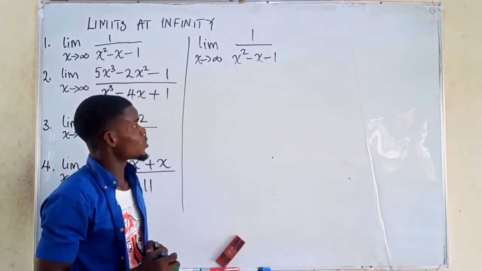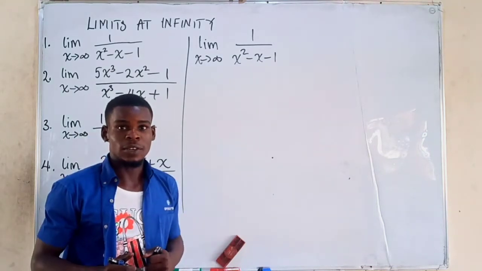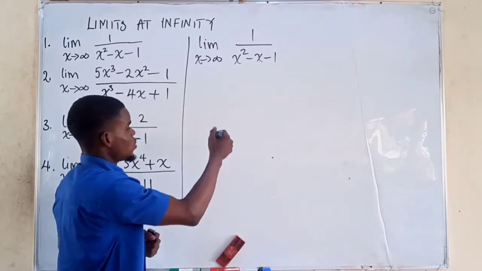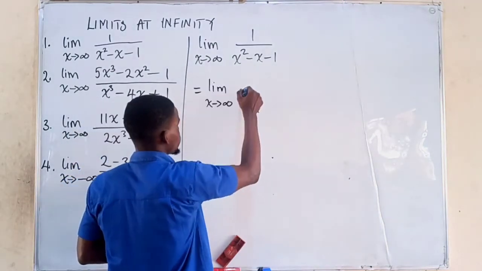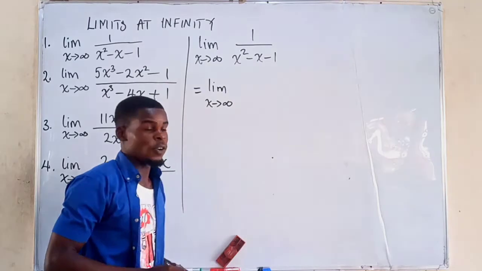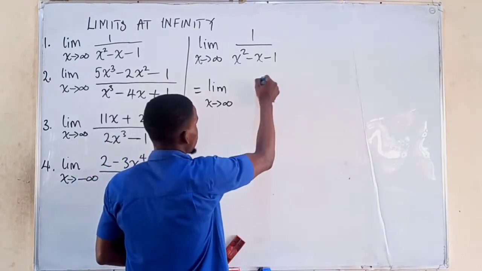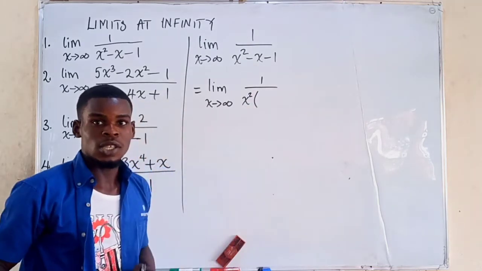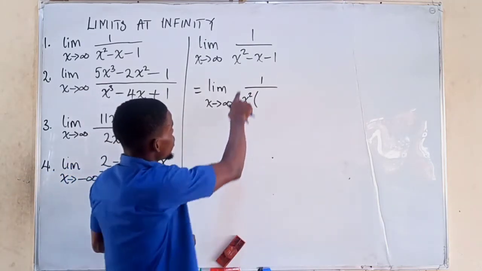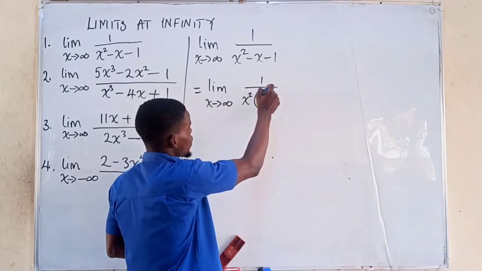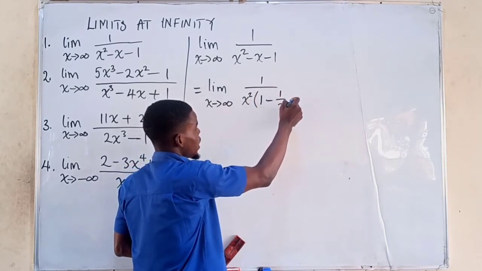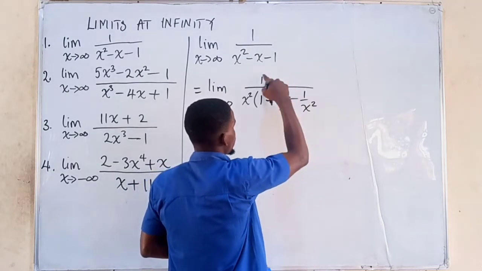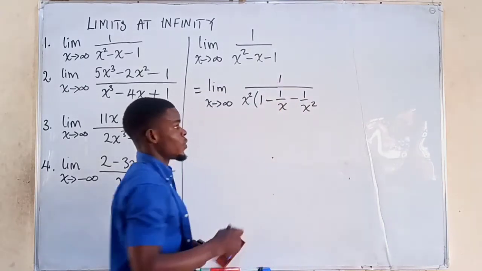So the way I would like to approach this is to rewrite the function a little bit by factoring out x squared from the denominator. If you take out x squared, this place will now turn to 1 minus 1 over x, then minus 1 over x squared. That is what we get when we take out x squared from the denominator.